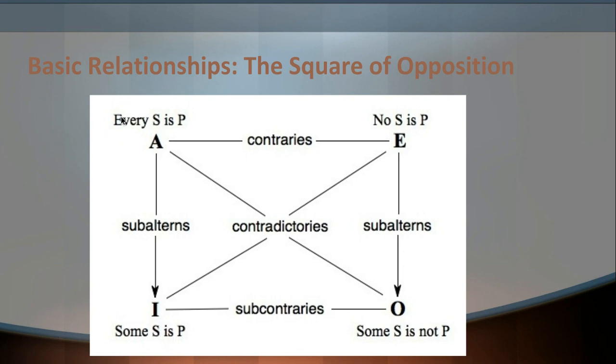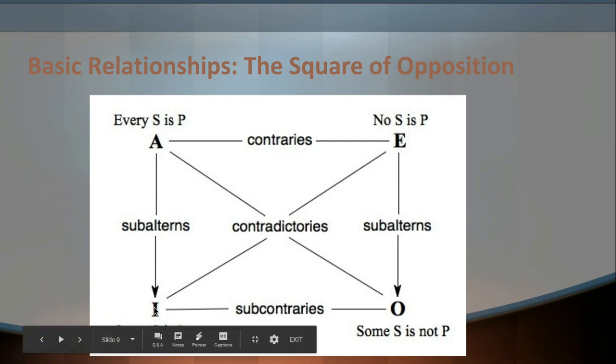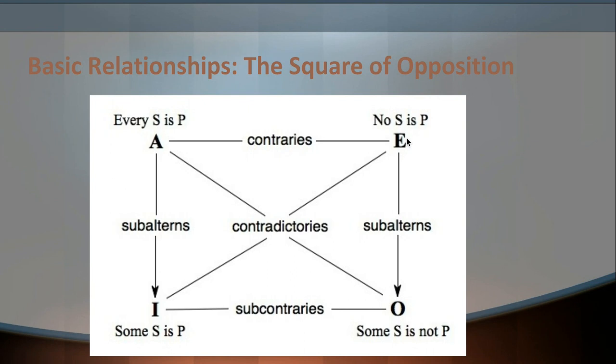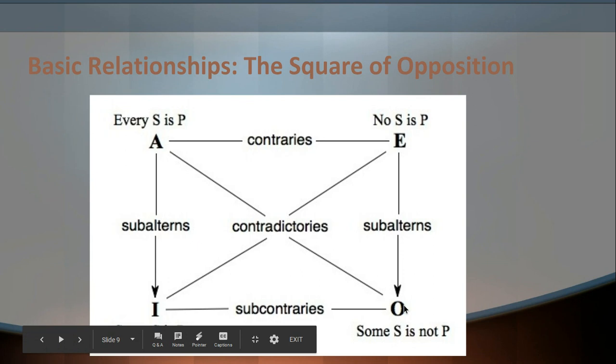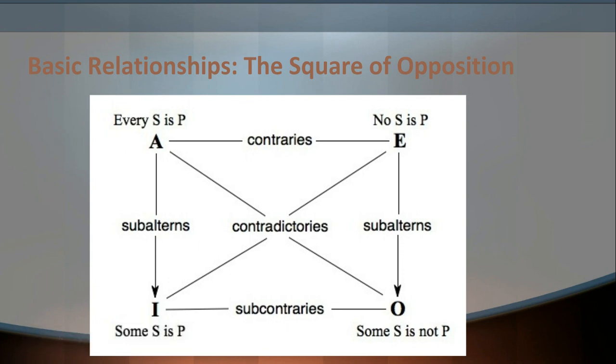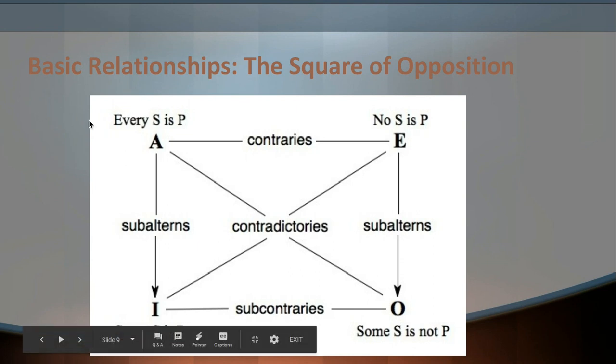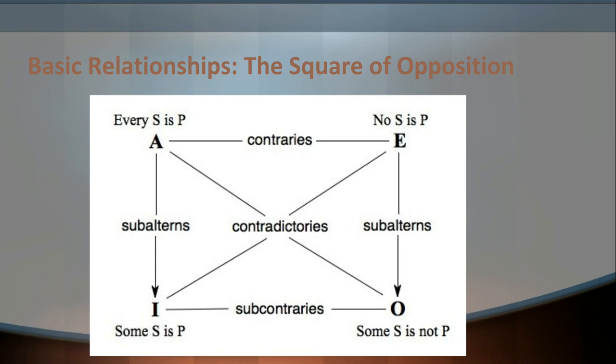That is, if it's true that all dogs are mammals, then it is also true that some dogs are mammals. Similarly, if it's true that no bachelors are married men, then it's also true that some bachelors are not married men. The broad universal statement implies or contains that smaller, more particular statement.